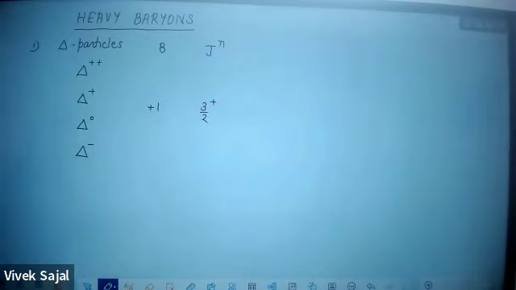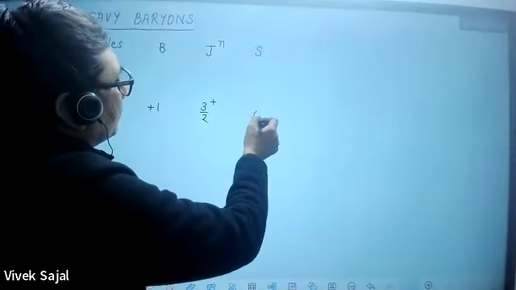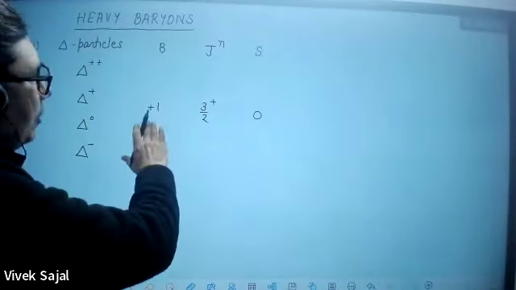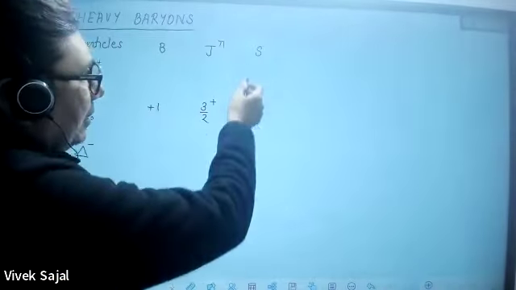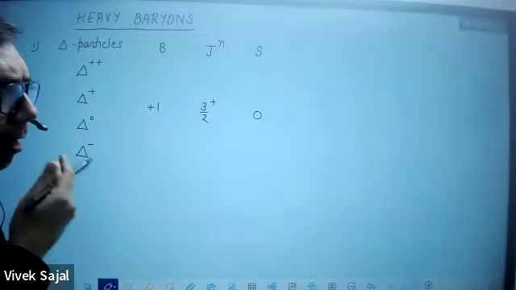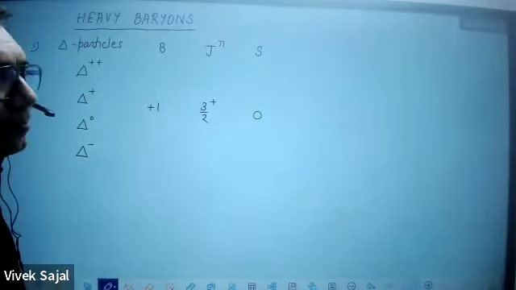Now, another number that is strangeness. So strangeness number is 0 for these particles. Baryon number is plus 1 because they are baryons. Strangeness, they are not strange particles, so strangeness number is 0. Spin and parity for all the four is 3 by 2 plus.